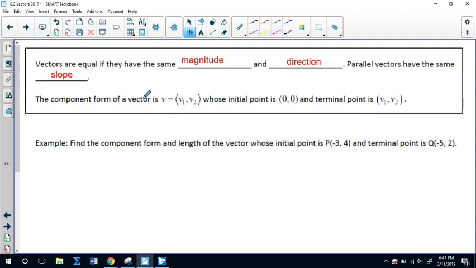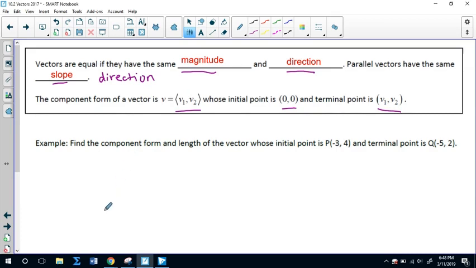Okay, so a couple of things to remind you about with vectors. Vectors are equal if they have the same magnitude and direction. Parallel vectors have the same slope, which is really the same as saying direction. So they're going to go in the same i and j direction, but they could be shorter or longer. And here's what I just kind of mentioned about component form. The component form of a vector is this, when the initial point starts at 0, 0, and then the terminal point or the ending point is v1 comma v2. It's literally what we just did in the warm-up.